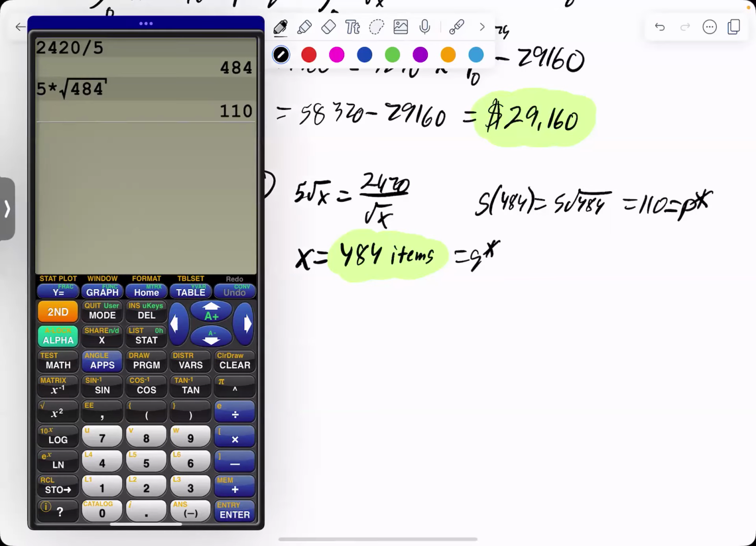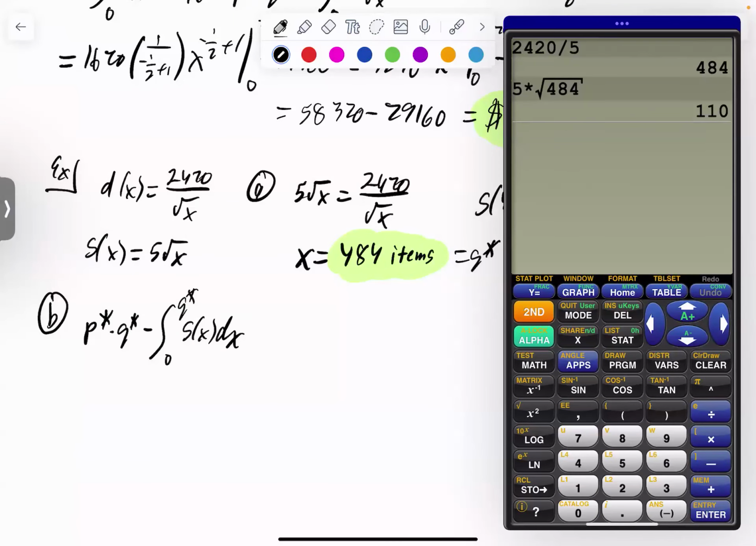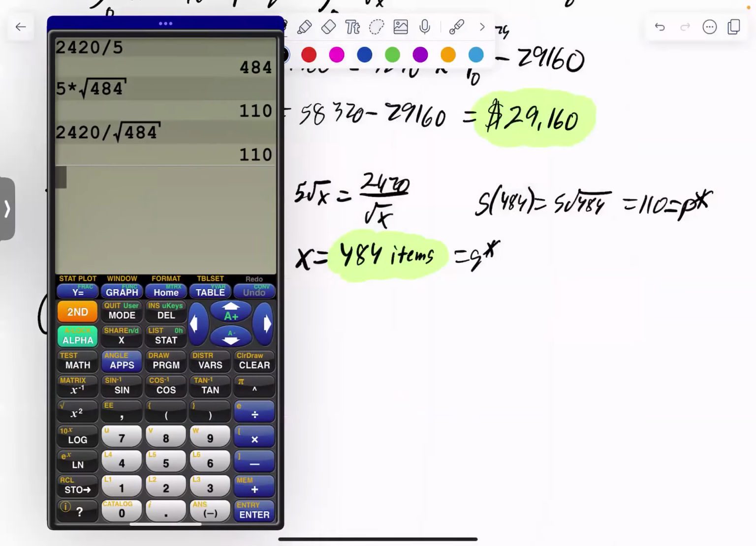Again, I'm going to go ahead and plug that into our demand function as well. So 2420 divided by the square root of 484. And you can see we're getting the same value. And that's the point, that same value should work in both functions. In fact, that 484 should be the only number of items that will work for both the demand function and the supply function.